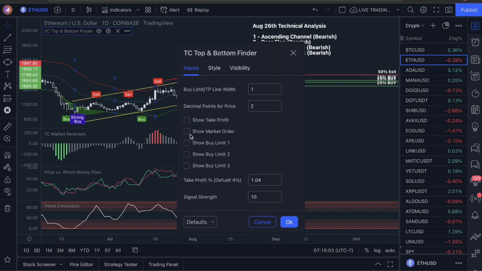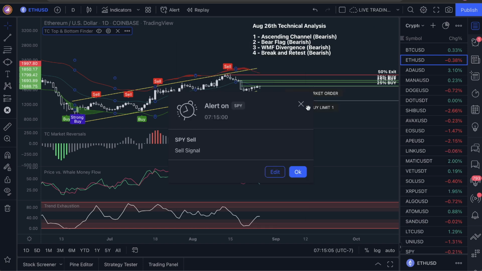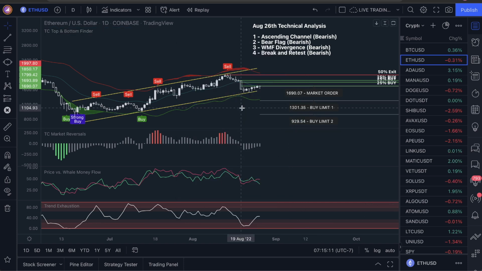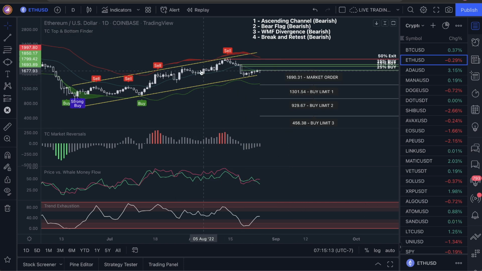This top and bottom finder comes with market orders and it comes with buy limits, guys, over here. Take a look at this. All these buy limits are set at perfect support levels as well as Fibonacci retracements. We give these to you guys with this indicator.